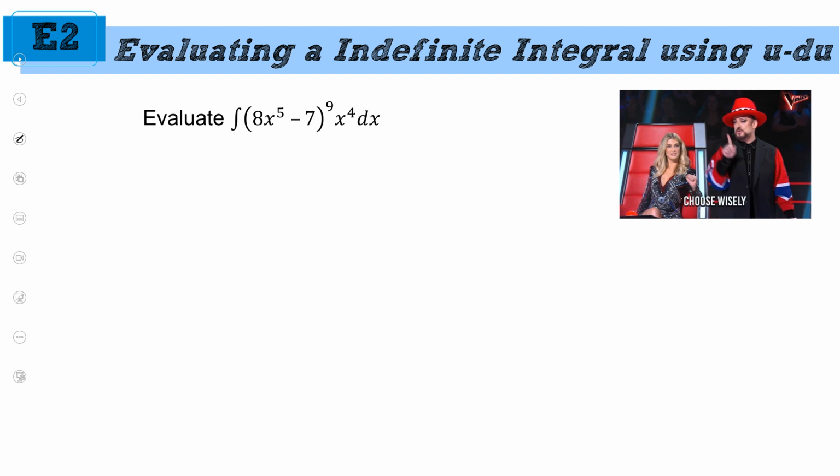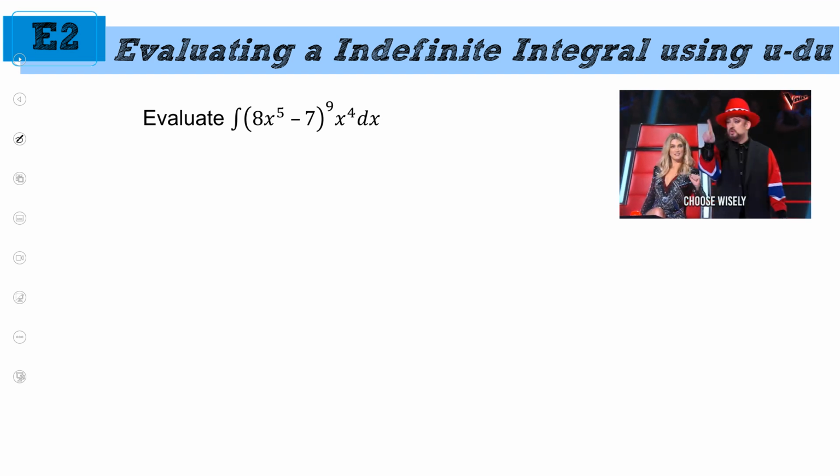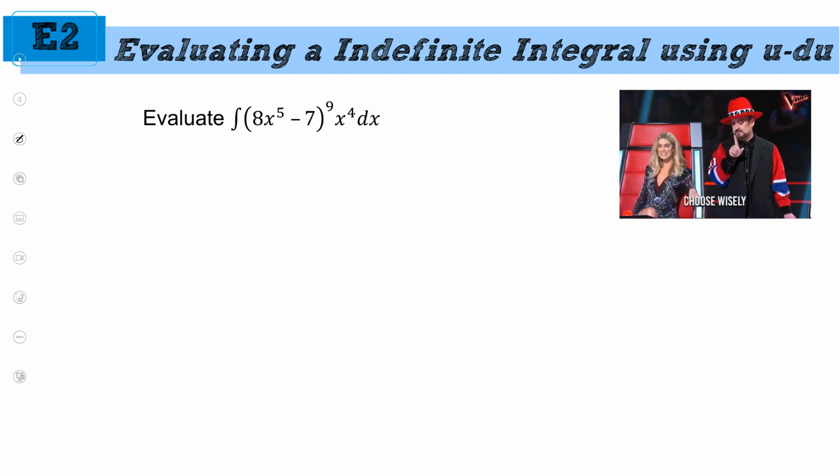So I have three options for my u. My u could be x to the fourth. My u could be 8x to the fifth minus 7, or my u could be 8x to the fifth minus 7 raised to the ninth power. Well, actually, there's 4. You could do the whole thing as a u, but that would be ridiculous. Okay. Abby, what would you like to try? And I'm hoping you pick incorrectly. So try to pick incorrectly. Okay. The x to the fourth.